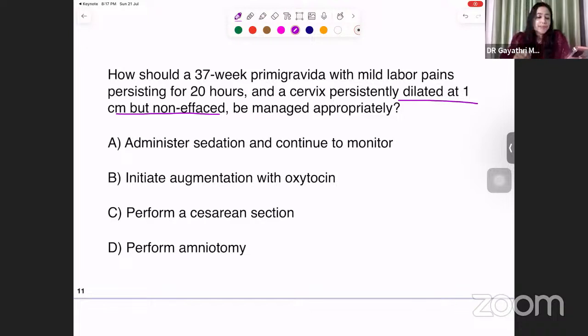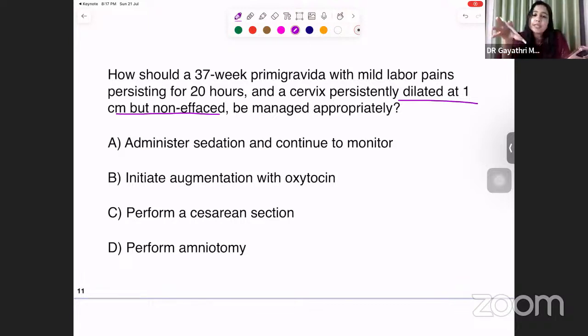So what is this phase? Yes, a user has asked: latent phase is more than 20 hours, a prolonged latent phase, why not induction? Okay. So what is the importance of this latent phase and active phase? In latent phase, the patient can take more time to deliver.